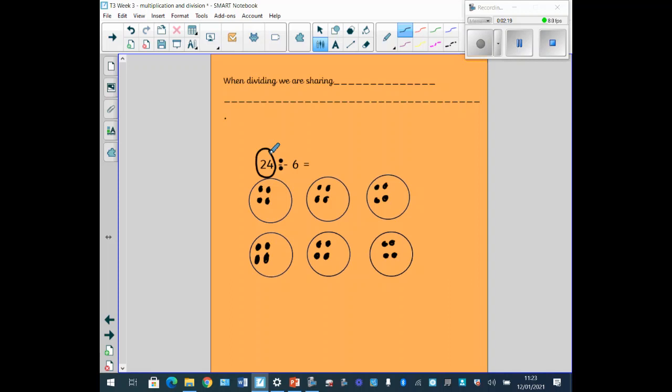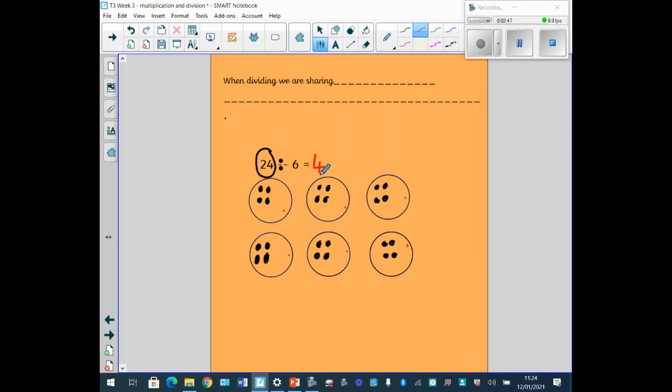So 24 divided by 6. In each group here, I can see that I've got 4 in each group, and that's an equal amount. So 24 divided by 6 equals 4. Sometimes it's good to think of that as a question: 24 sweets divided by 6 children, how many would each child get? Each child would get 4 sweets.